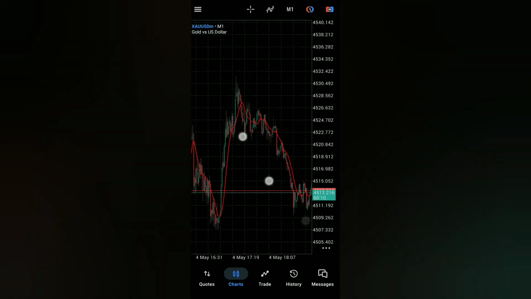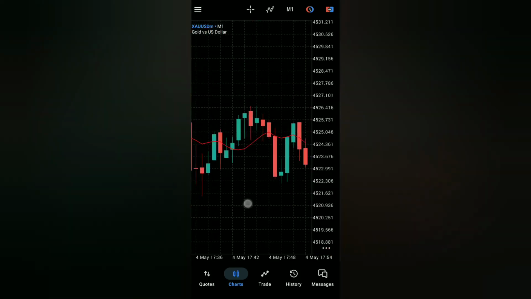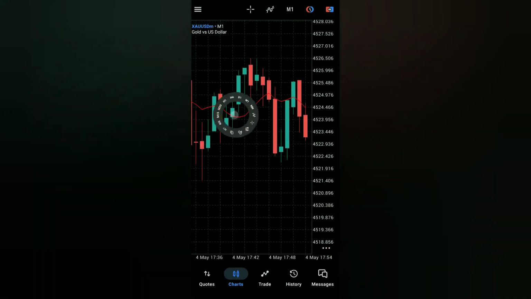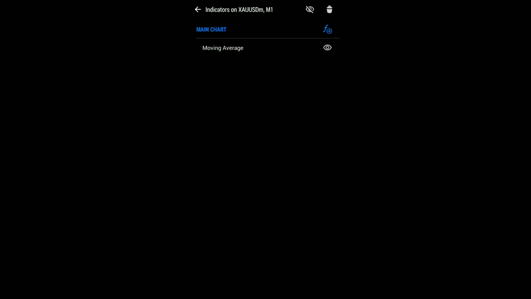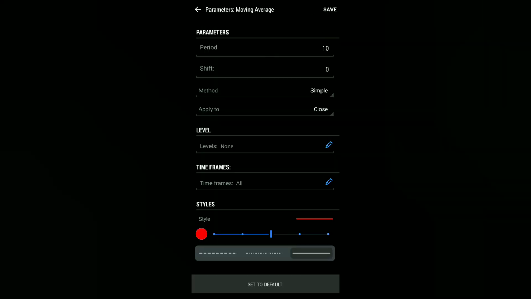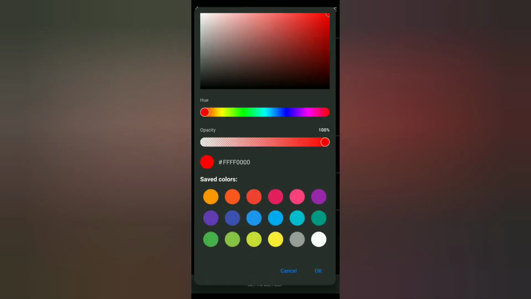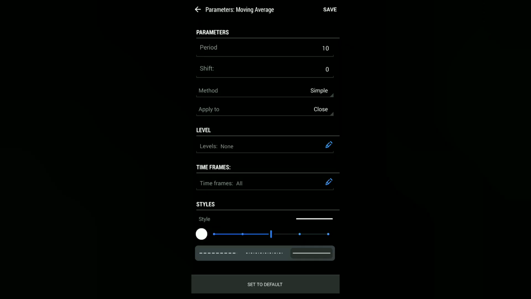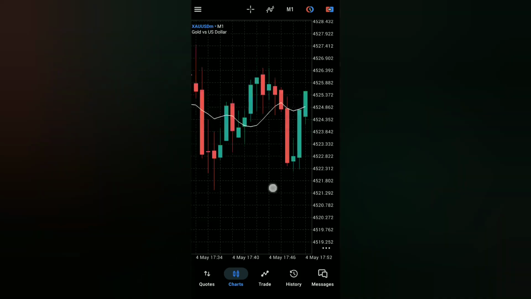Have you seen what it's showing now? Have you seen this blue line? This red line now. Let me change the color of that red line. Just come back here. Come to moving average. I can change the color to, let's say, white. Change it to white. I see now it's not showing white.